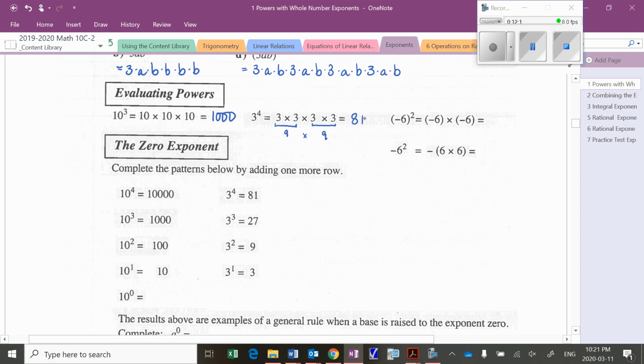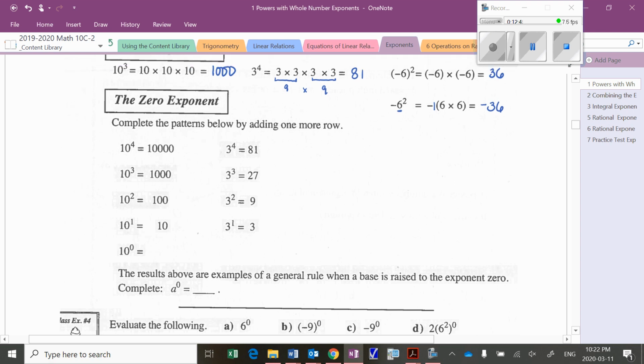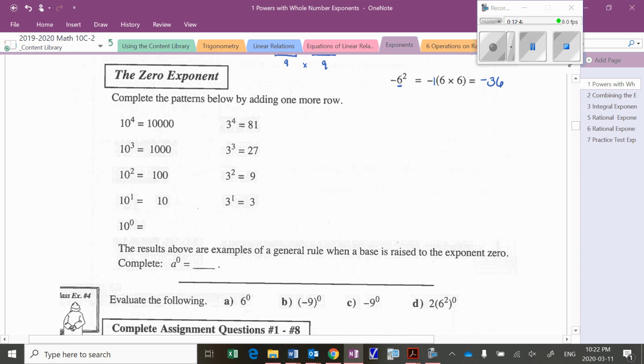So here again is that scenario of what is my base. So -6 all in brackets squared means that the base -6 is being multiplied by itself. -6 times -6 is positive 36. In the case where I don't have brackets, the base is only the 6, so we've got like a -1 being multiplied by 6 times 6, so the answer, the product, is actually -36. So that makes a huge difference in recognizing what is the base and whether or not that exponent applies to the negative or not.